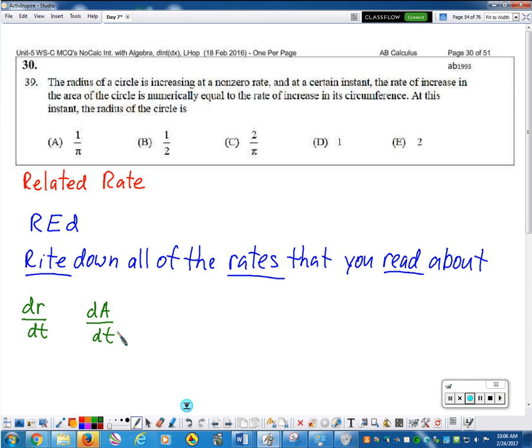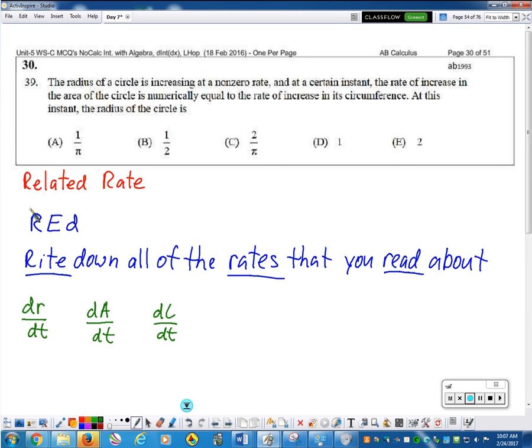Question? We keep reading. They do mention another rate. How do I say that here? dC/dt. Questions? Pretty good? Okay, we've done the first thing. We've written down all the rates.